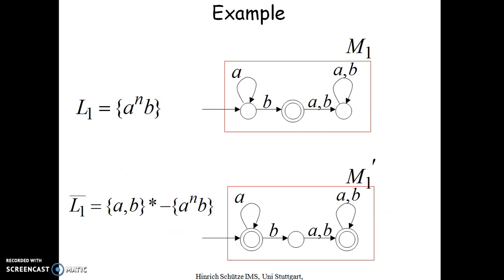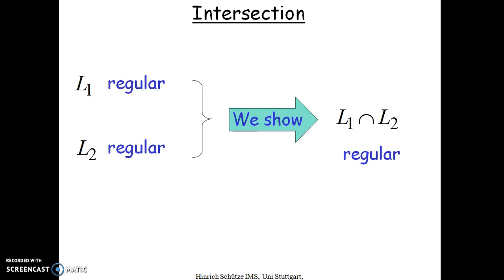So for example, they have taken a to the power n b. So what you can do is, complement from the universal set, you have to difference this value. So you'll be getting the complement. Next we'll see the intersection between the two languages.